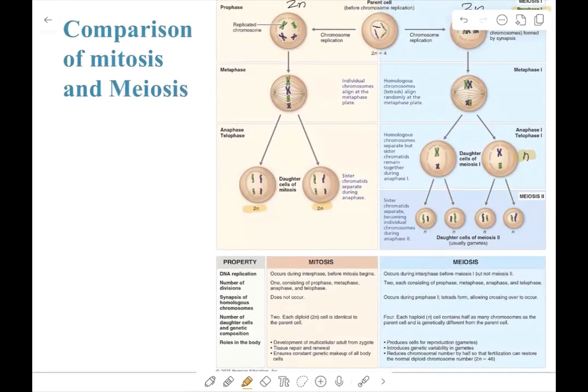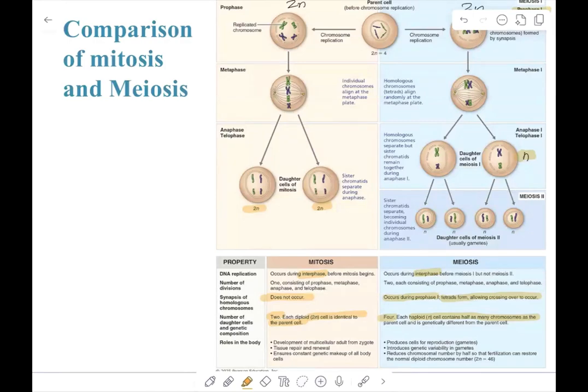DNA replication occurs during interphase. There's also interphase in meiosis. Synapsis does not occur in mitosis. It occurs in prophase 1 of meiosis, where the tetrads form and there's crossover of genetic material. The number of daughter cells for mitosis is 2, so each diploid cell produces diploid daughter cells. But in meiosis, there are 4 because there are 2 divisions, and all 4 of them contain half the number of chromosomes of the parent cell.